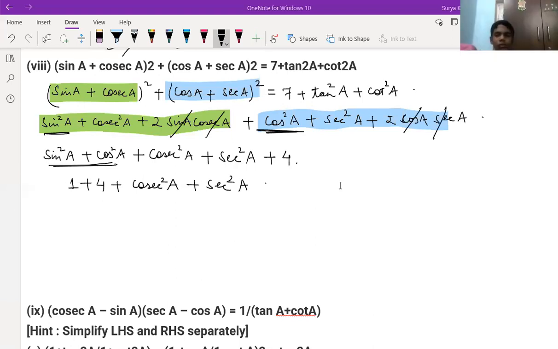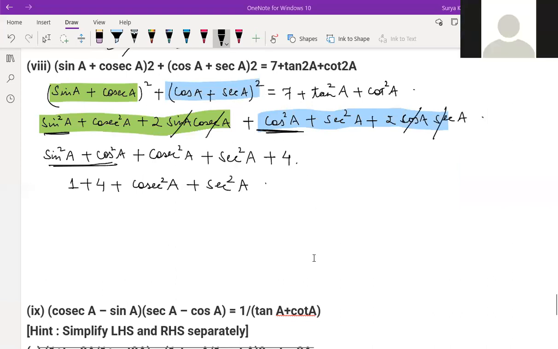So next one is Rasool, Nihant, Drishti, Praharshan. All right. Fine. See what we have to do, children. Tan square A, we have to bring tan square A over here, and here cot square A. But this is coming in the form of cosec and sec. So who can tell me what to do after this?